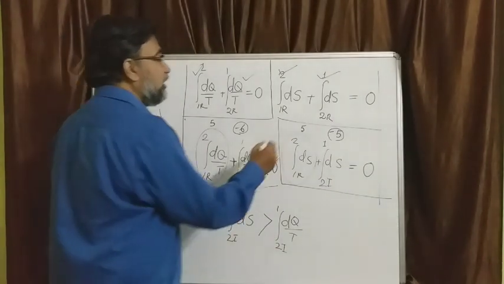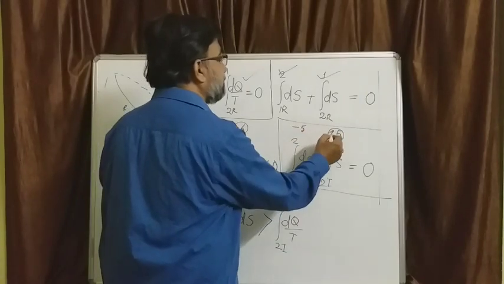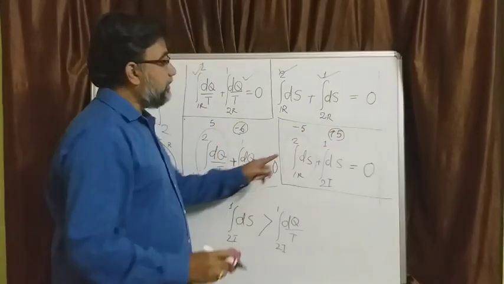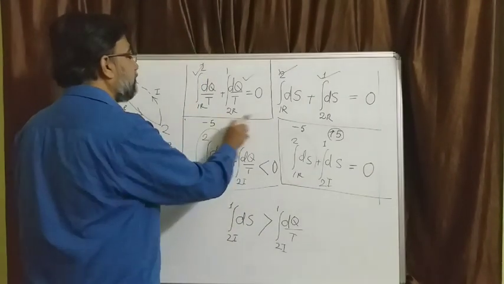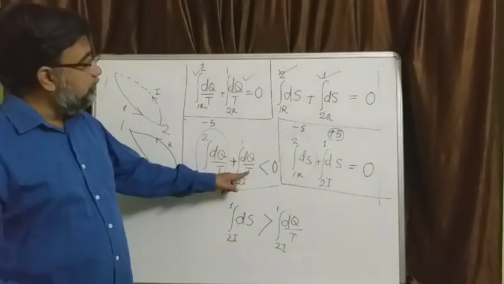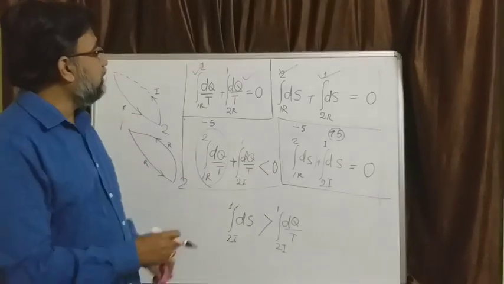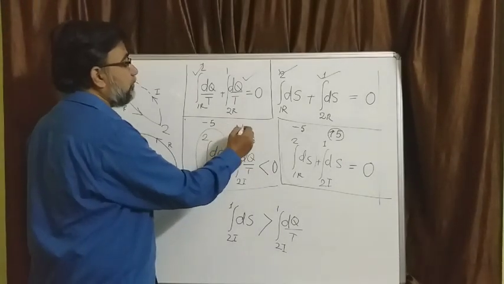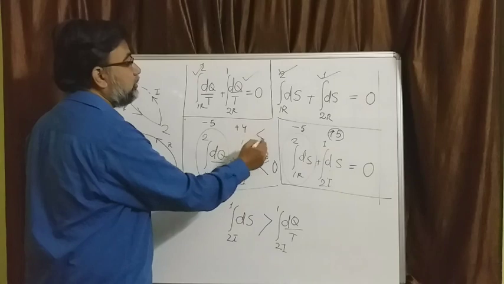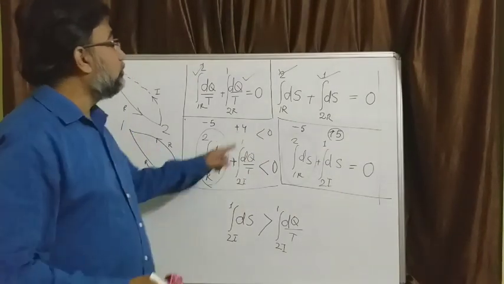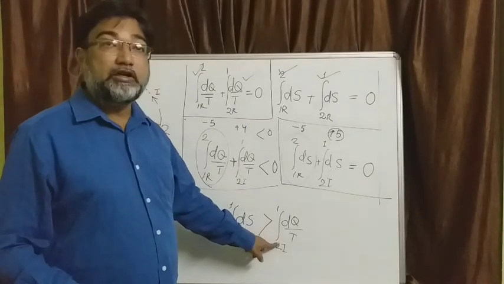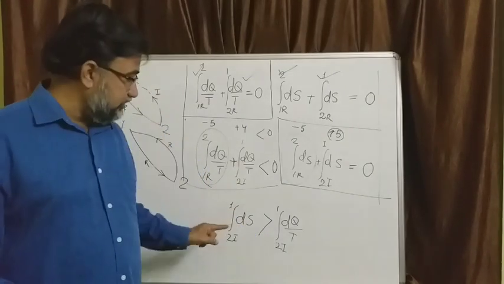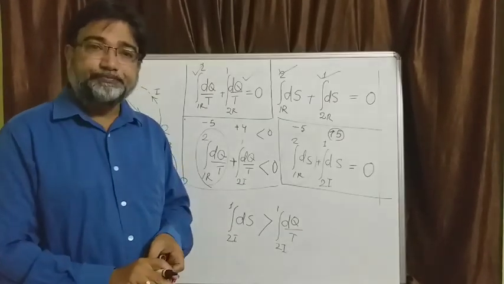Okay. If you take this as minus 5, this as plus 5, then minus 5 plus 5 is equal to 0. Now you take minus 5 here. What should be the value of this so that it is less than 0? It should be something like plus 3 or plus 4. Then only it will be less than 0. So plus 4 and plus 5. Again it is smaller. So ds is greater than dq by t.